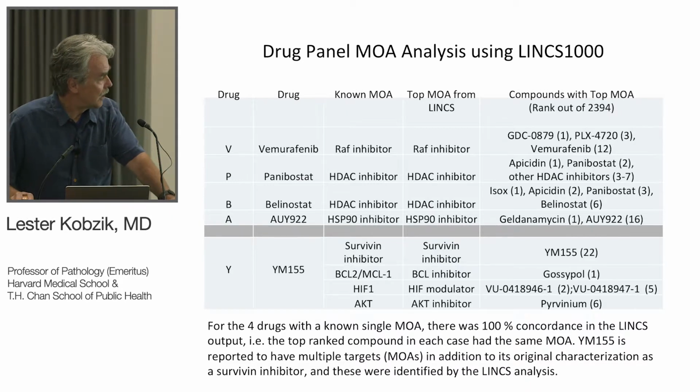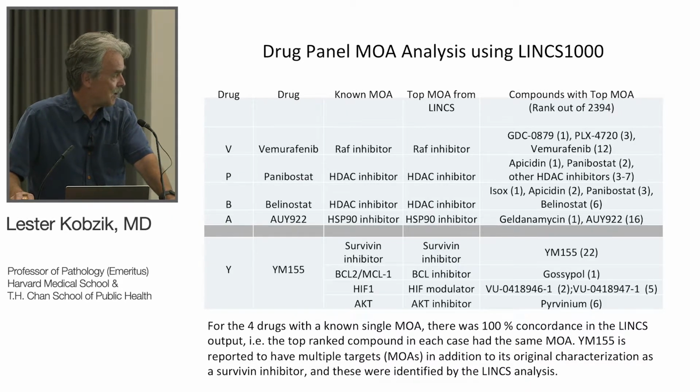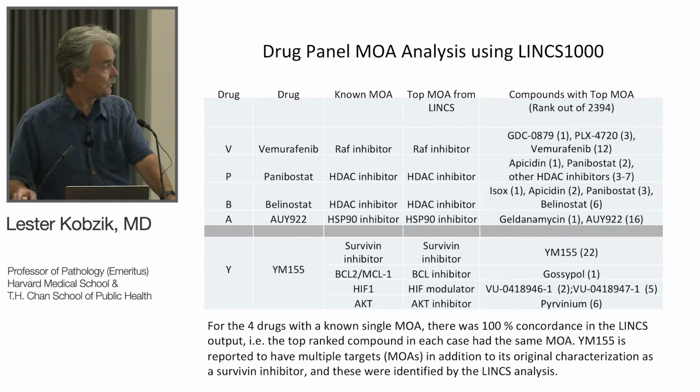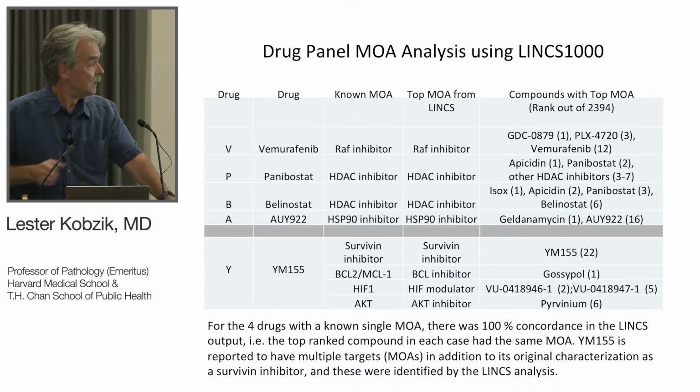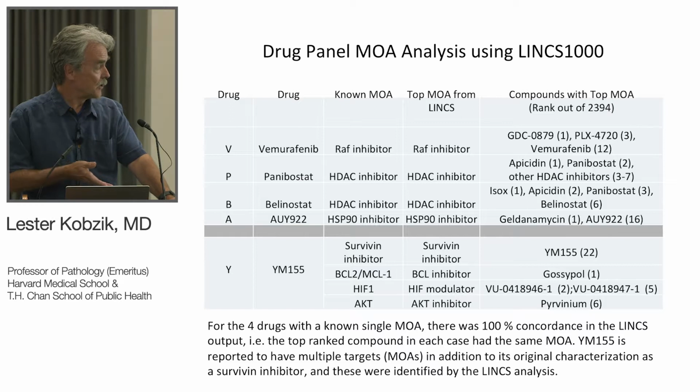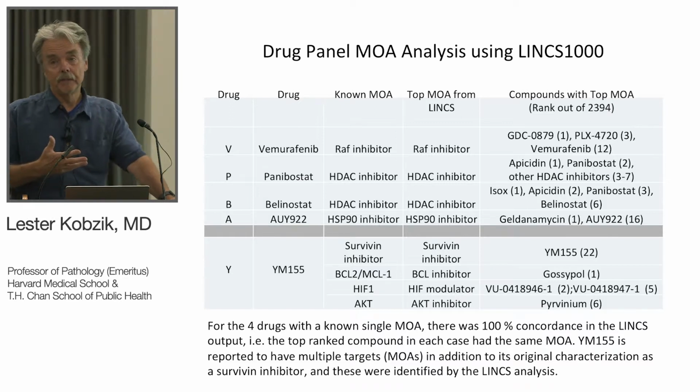And the curious case of Y, which is YM155, initially described as an inhibitor of a molecule called survivin, but more recently recognized as having multiple targets. It's not a single action drug, and those targets include BCL inhibition, HIF modulation, and AKT inhibition, and all of those were actually identified in this exercise.